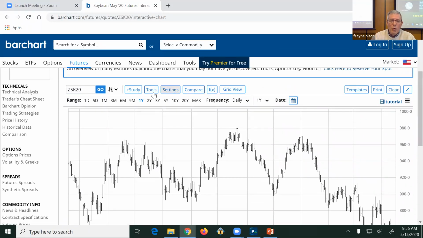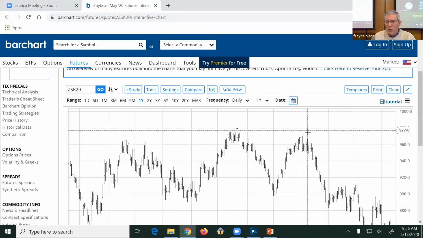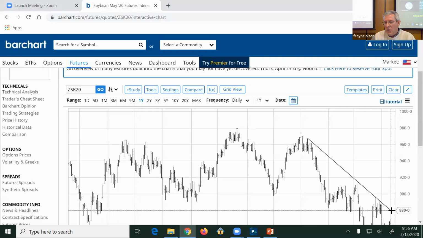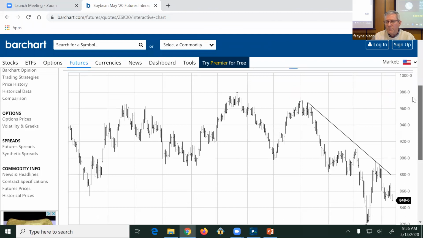If you go to tools, you can go to drawing a trend line. With the trend line, you click on the start point and you draw the line, and you click on the end point, and it'll give you a trend line.